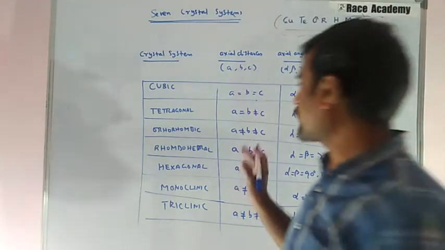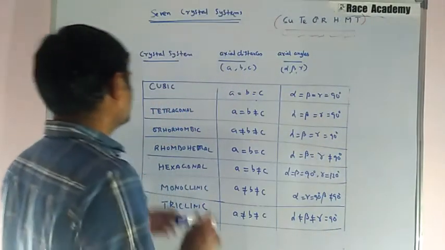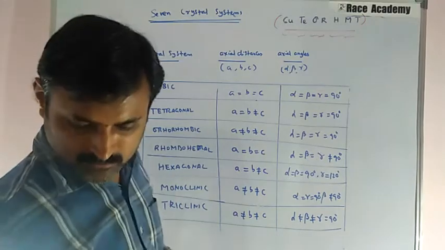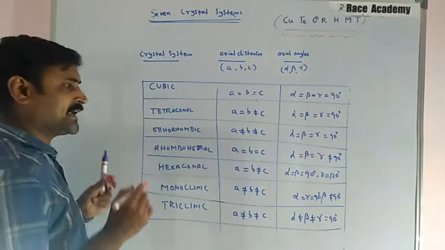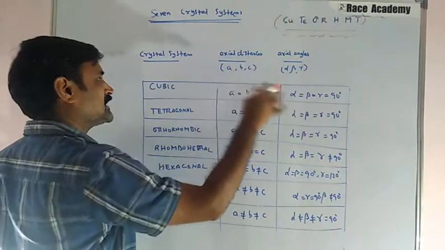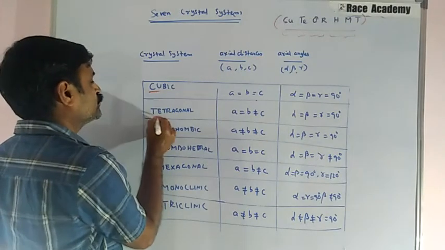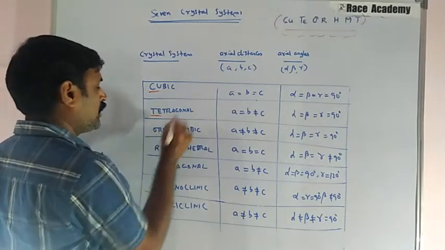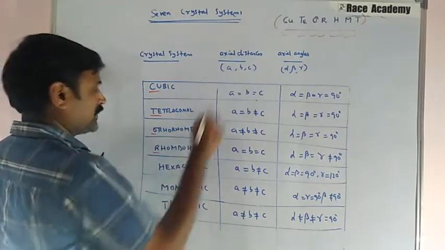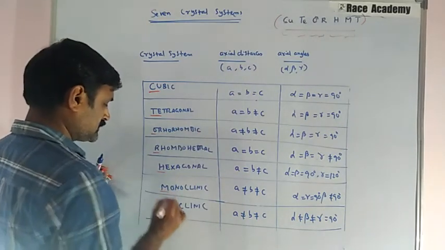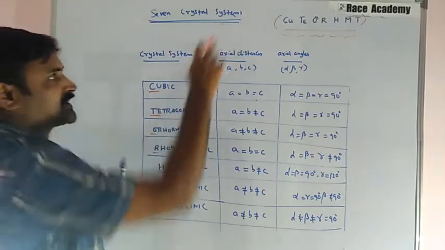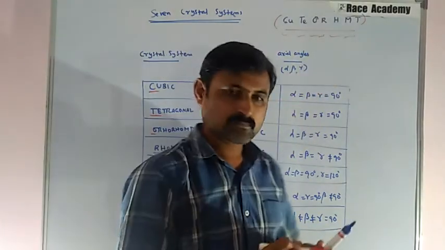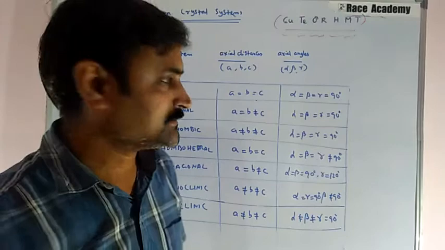So like this you can understand, there is only one idea, it's not a difficult one. Whatever existed, that only I wrote. CUTE or HMT. These letters only I have selected. Cute or HMT. Okay.